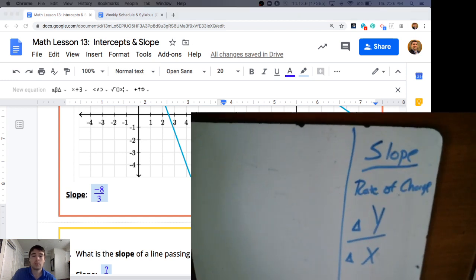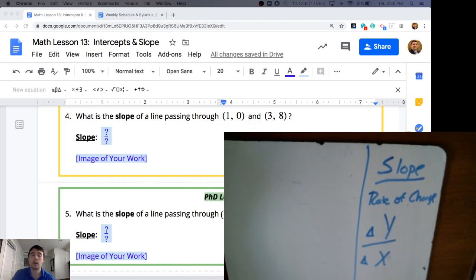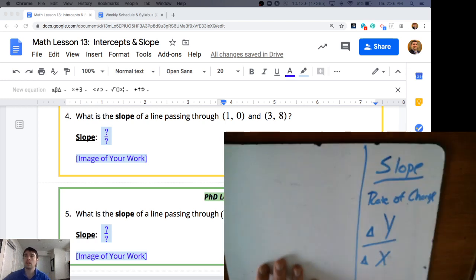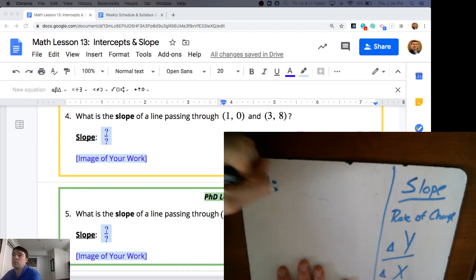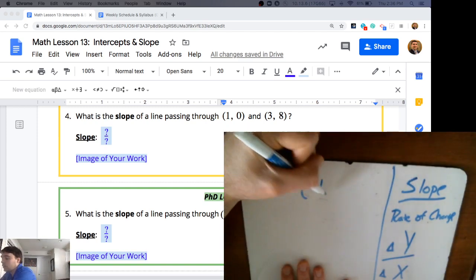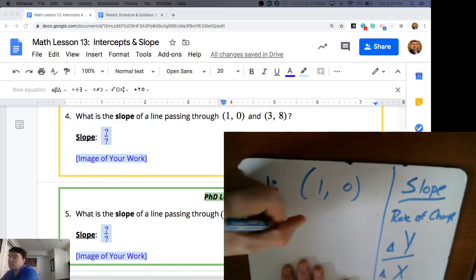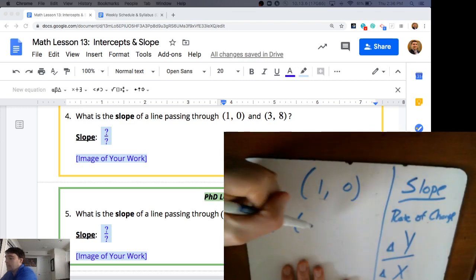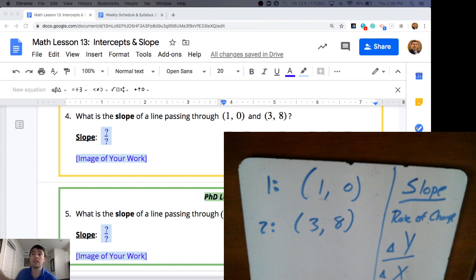And when we take a look at problem number 4, now instead of giving us a graph, all they do is they tell us 2 points that the line passes through. So we can't visually count on the number line or the graph that we were using before. But we do have the coordinates. We know for point 1 on number 4 that our line passes through 1 and 0. And then we know for point 2, as the line keeps going, it eventually passes through the point with the coordinates 3 and 8. And it's important for me to remember here, whenever I list ordered pairs, we list the x value first.